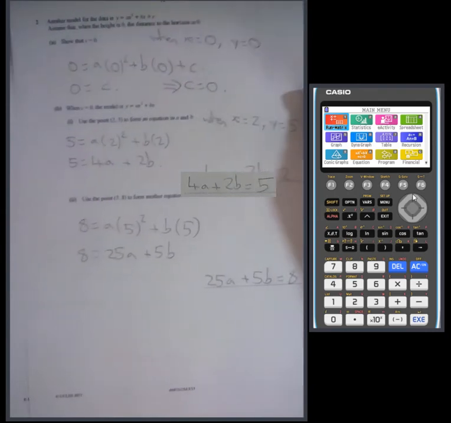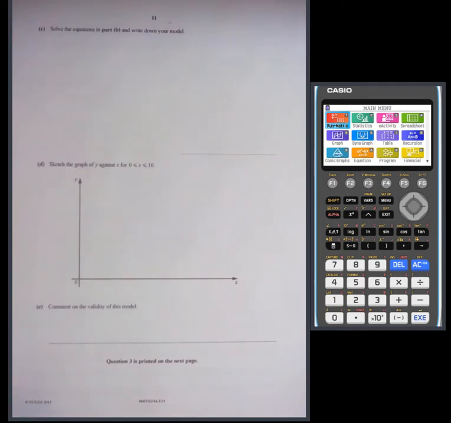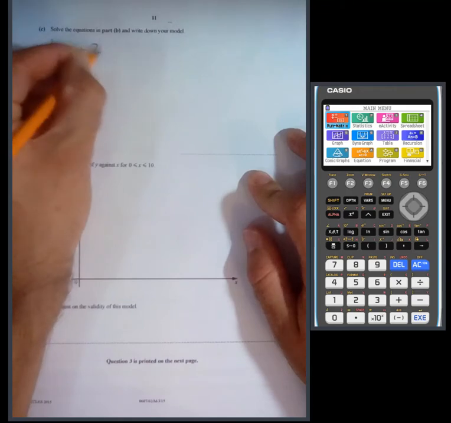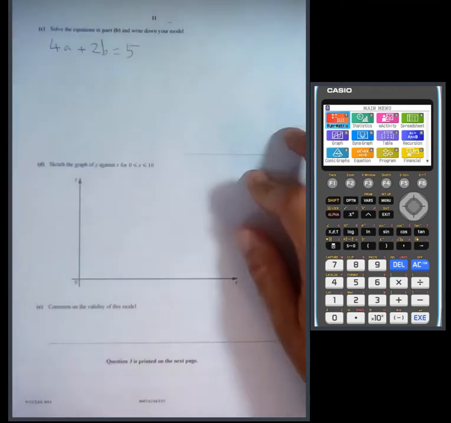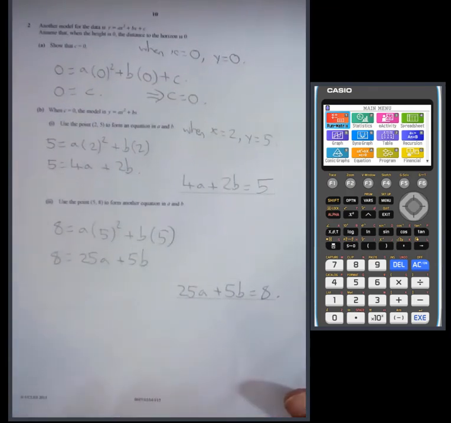I'm guessing we're going to have to solve them next, but you never know. Solve the equations in part B and write down your models. So the first one, 4a plus 2b equals 5. And the second equation, 25a plus 5b equals 8.